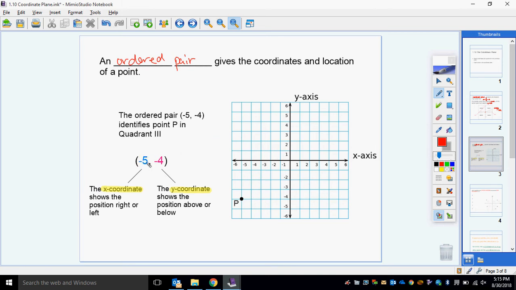Let's talk about what each number means in this ordered pair. Notice that it's in parentheses with a comma in between. The first number in front of the comma is the x-coordinate. The x-coordinate shows the position right or left. Okay. The second number, -4 here, is called the y-coordinate. It shows the position above or below.